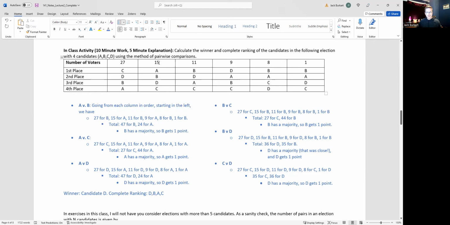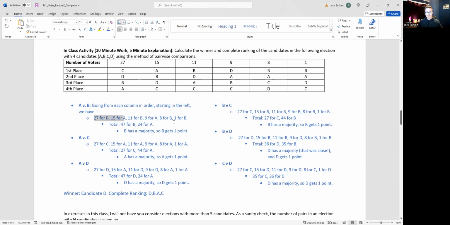And then going to the next one, 15 voters prefer A to B. So I have 15 votes for A. In this 3rd column, I have 11 preferring B to A. B is in 1st place, A is in 3rd. In this column, I have 9 preferring A. So these 9 voters prefer A to B. These 8 voters right here prefer B to A. And this last voter right here also prefers B to A.